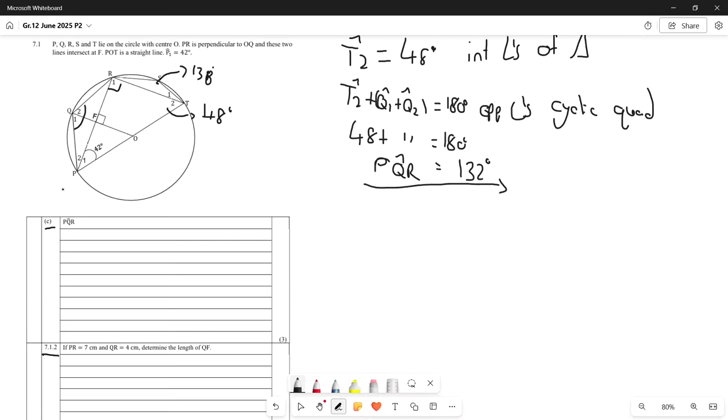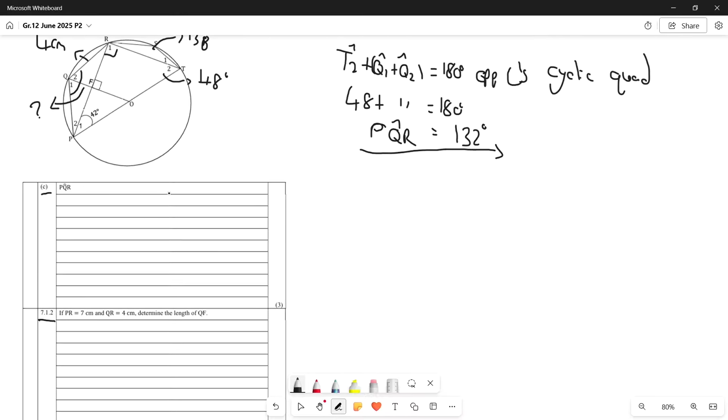Okay, great. So 7.1.2, it is a 3-mark question. It says if PR, so PR over there, is 7 centimeters and QR over here is 4 centimeters. I'll mark that down. So we have 4 centimeters. Determine the length of QF. Okay, so QF is over here. That is a question mark. That is what we want, this length over here.